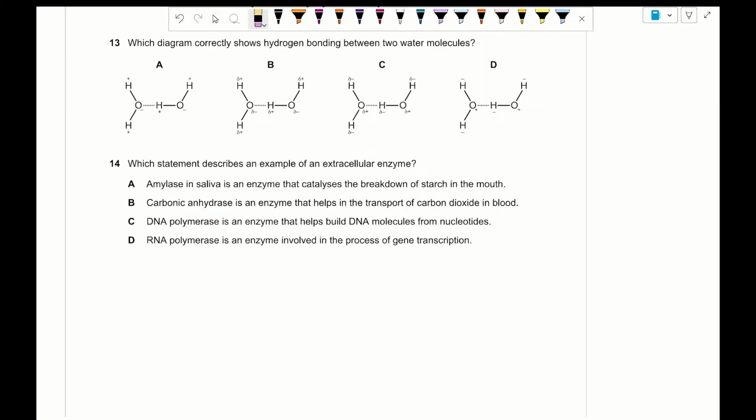13. Which diagram correctly shows hydrogen bonding between 2 water molecules? First of all, in describing hydrogen bonding, we must always use this sign to describe the charges. Therefore, A and D are incorrect. Now, we must know that the charge on this oxygen ion is going to be a negative charge, and the charge on hydrogen is always positive. Therefore, the only correct answer must be B.